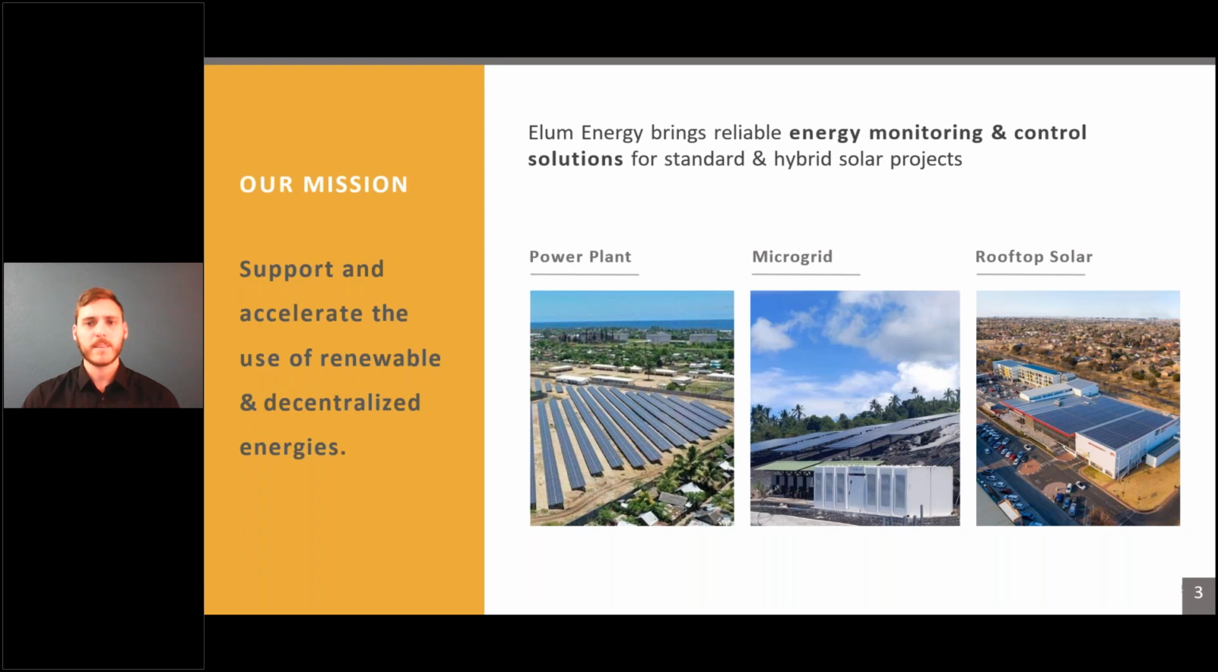When we look at the energy monitoring and control we do, we provide solutions for standard projects as well as any type of hybrid project. For power plants or utility scale projects, as you can see here, microgrids, as well as the C&I space, you can use our controllers for.